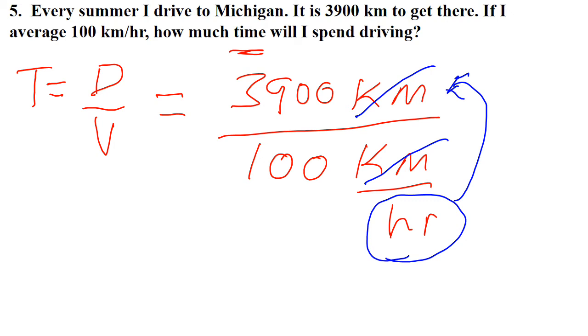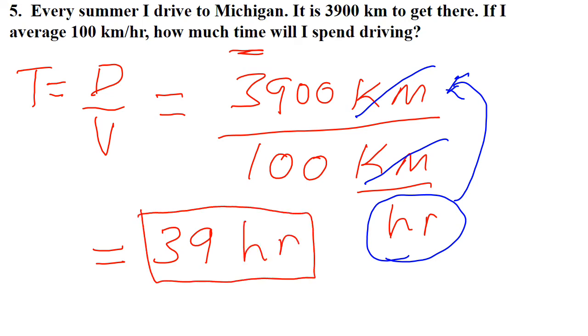So when we get an answer, when we run it through our calculator here, we get 39, and of course the unit is going to be an hour. And we need the box.